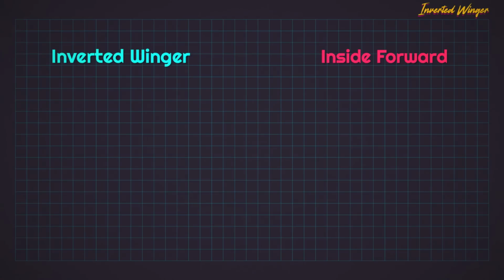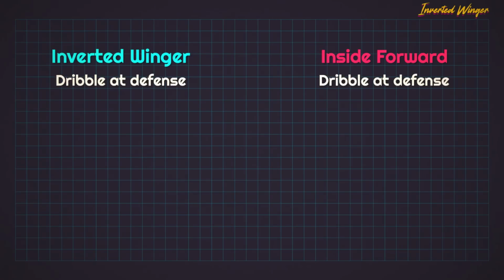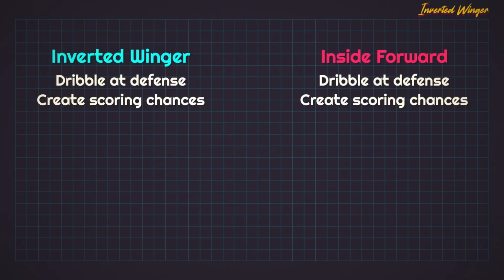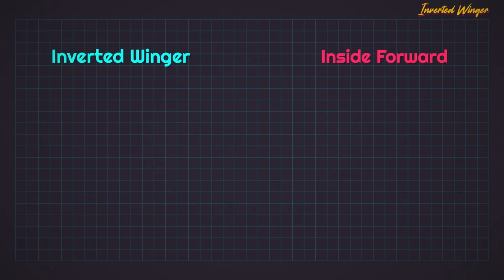So, the inside forward and inverted winger. Let's start by talking about some of the things they have in common because they are similar roles. They both like to dribble at their defender. They can both create scoring chances, either for themselves or a teammate. And they both look to put pressure on the defense by attacking space. But they do have differences.